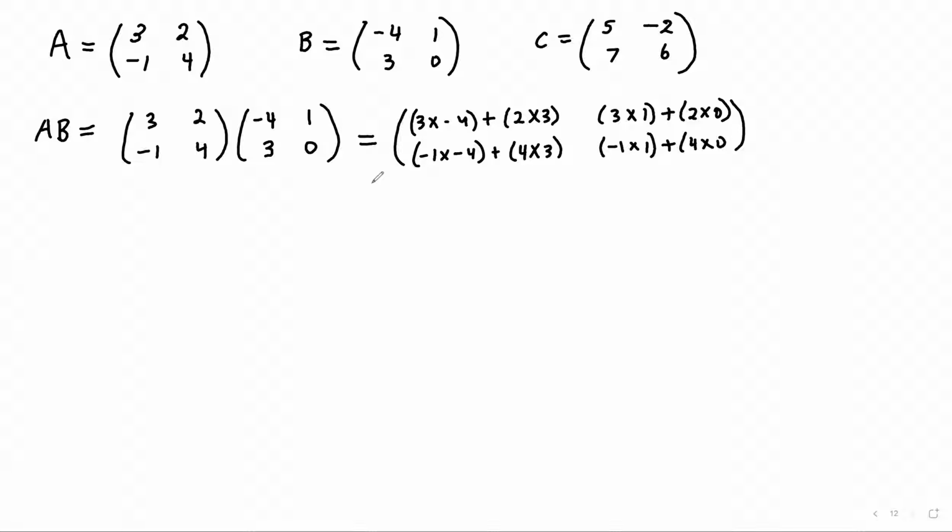So that will give me, let's see, 3 times negative 4 is negative 12 plus 6, then 4 plus 12, 3 plus 0, and negative 1 plus 0.